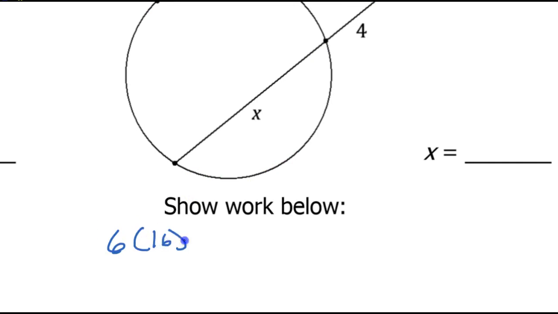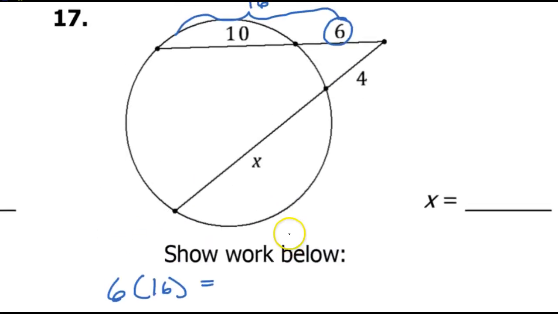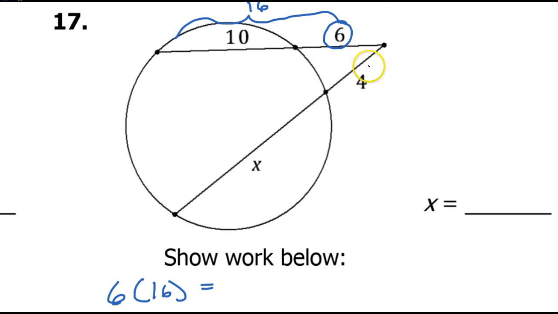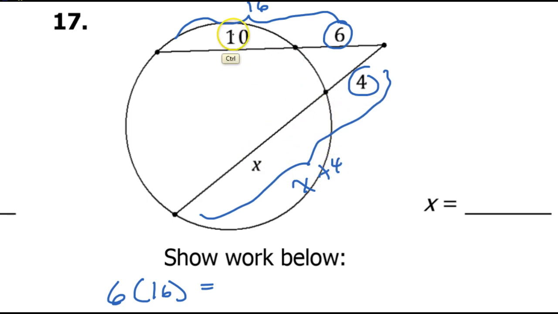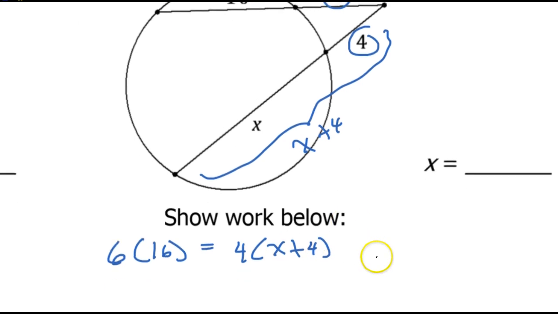Outside times whole. Now for this lower portion, 4 is the outside, and the whole thing is going to be x plus 4, not 4x. That's a common mistake. You added the 10 and the 6 to get 16. You will add x and 4, x plus 4. So outside times whole is 4 times x plus 4.